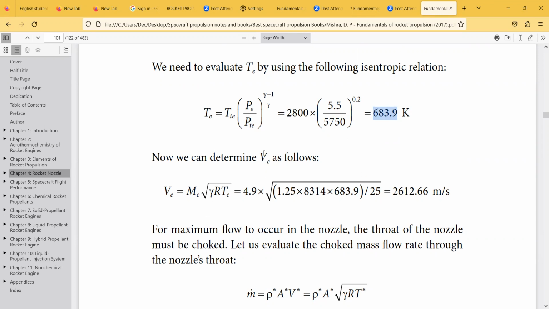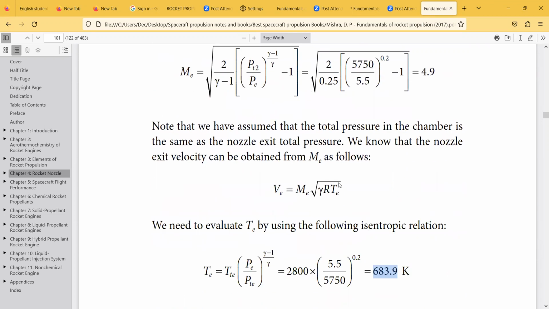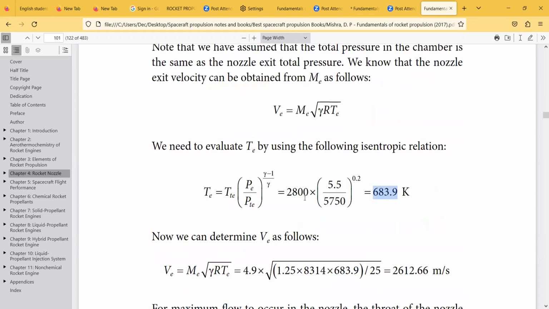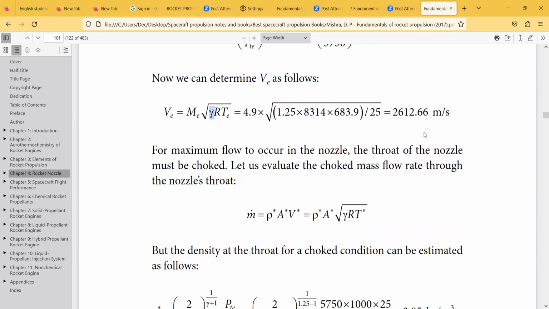Once we know the exit temperature, which was the one thing left that we didn't know, it is calculated from here. Then the exit velocity is directly obtained from the Mach number, gas constant, exit temperature, and the specific heat ratio. From that, the exit velocity is 2,612.66 meters per second. That is the exit velocity.